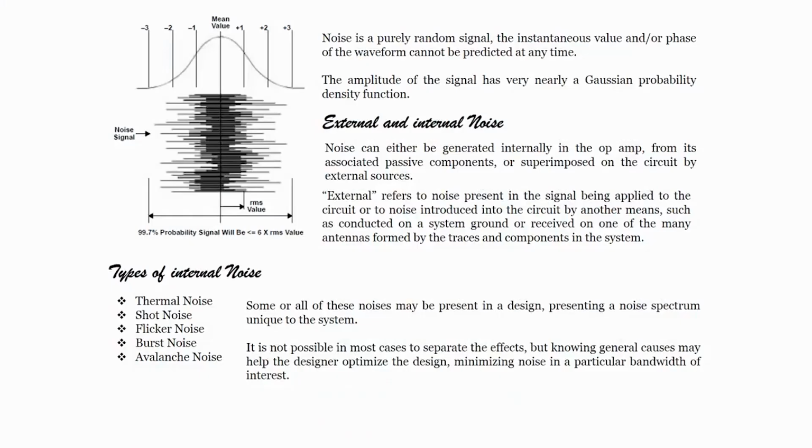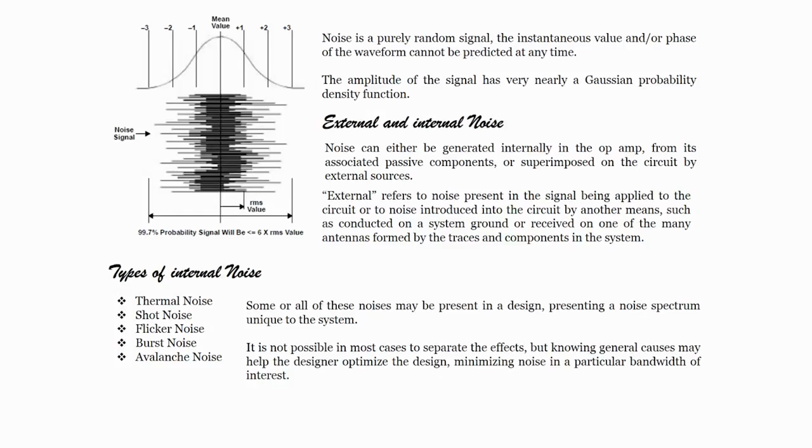All right. So, in theory, or quickly, if we want to define noise, then you can say that noise is nothing but a random fluctuation in an electrical signal. Let us now see what kind of noise is present in the electrical signal. If you see the slide, noise is a purely random signal. The instantaneous value or phase of the waveform cannot be predicted at any time.